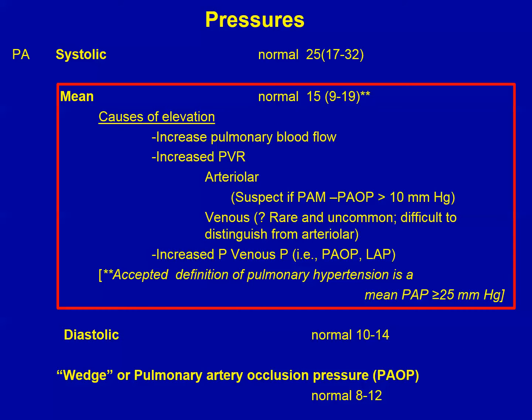One of the most important pressures available from the PA catheter is the pressures in the pulmonary artery, in particular the mean pressure, the diastolic, and the wedge pressure. The mean pressure normally is between 9 and 19, but the accepted definition of pulmonary hypertension is a mean of 25 or greater. When it's elevated, you must consider the hemodynamic causes, which are either increased blood flow, increased resistance, or increased pulmonary venous pressure, i.e. left atrial pressure.